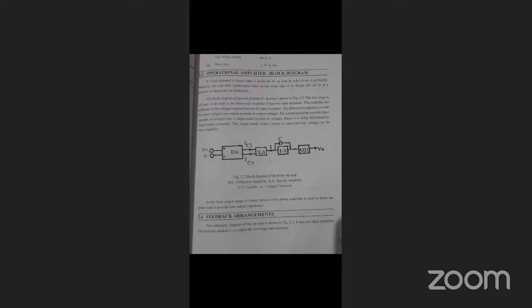Open loop gain. Gain is nothing but output over input. It is how much you are giving and how much you are taking. That is gain. It is related to profit: how much you are getting and how much you are investing. If the gain is less than the investment, then it is a loss. If the gain is more than the investment, then it is a profit. That is called gain.